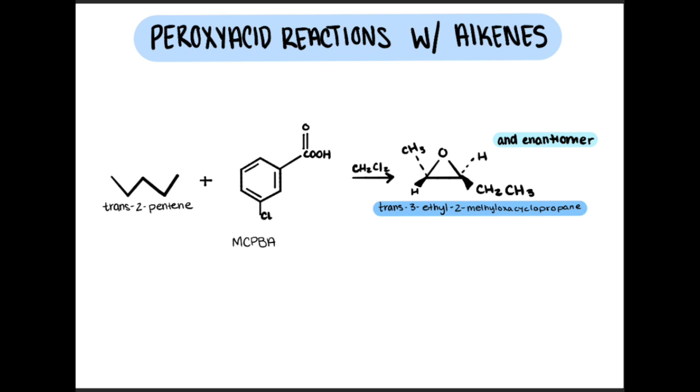Epoxide synthesis by a peroxycarboxylic acid requires an alkene and a peroxycarboxylic acid, as well as an appropriate solvent. Commonly used peroxy acids include MCPBA and peroxyacetic acid. As you can see in the reaction in the picture, we will be using MCPBA as the peroxy acid.